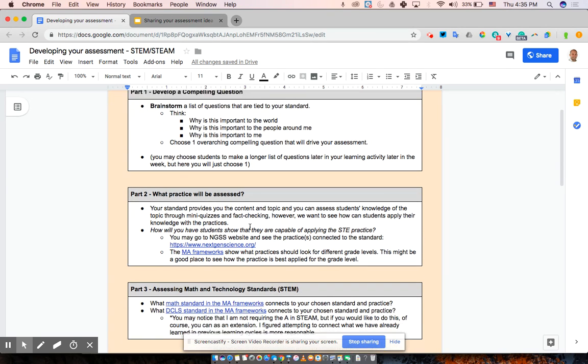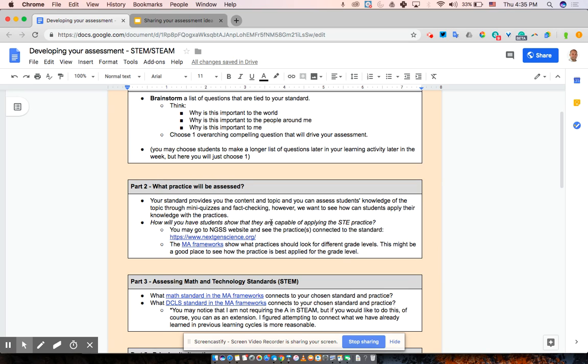Okay? Then you'll think about the practice that will need to be assessed. The best way to find out what practice can be assessed is by going to the NGSS standards, finding that standard, and it tells you what practices are there. You also might want to look at the MA frameworks. For each grade level, they show you what practice and how can that practice be applied to that grade level. So it's a nice progression there that I recommend you checking out.